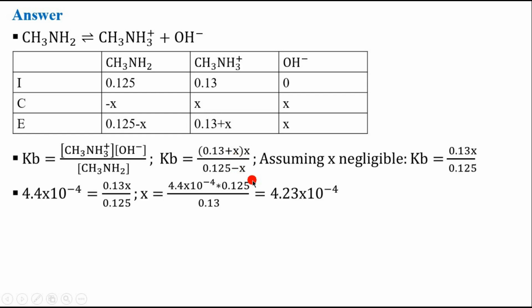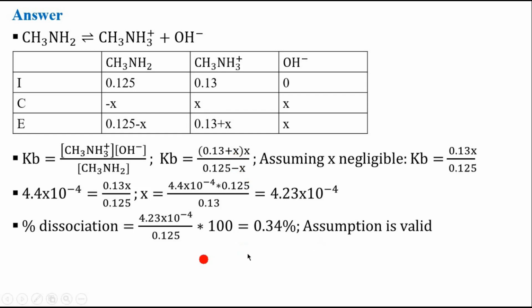That means x will be equal to the concentration of hydroxide. We need also to check whether the assumption is valid. You can see here that it is valid. The percentage dissociation is 0.35%, which is less than 5%. In this case, we are going to say that the hydroxide concentration is equal to 4.23 times 10 power negative 4 molar.